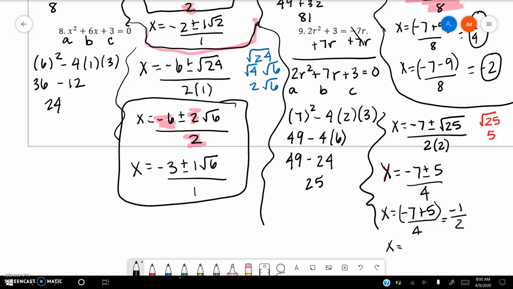And then we are going to have -7 minus 5 over 4. And again, if you're putting it in your calculator, you want to make sure you have those parentheses. And this is going to simplify to -3. So there are our two answers.